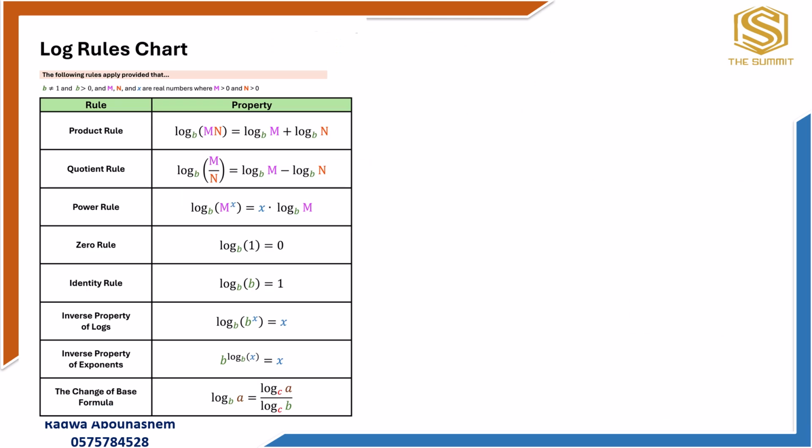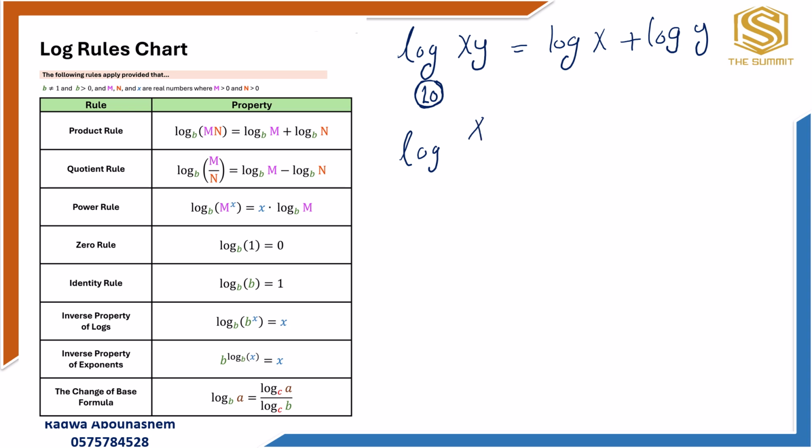Here are the basic rules for the logs. When you are multiplying something, this means you're going to convert it to addition. For example, log xy would be log x plus log y. If I didn't write any base here, this means that the base is 10. Also, if we have the log of x over y, it would be log x minus log y.